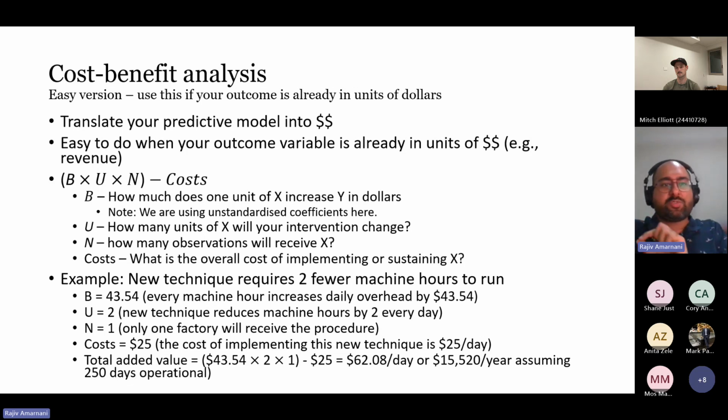And again, this works because your outcome is already in units of dollars. So if your outcome is overhead, revenue, earnings, whatever, then this works great. Questions about this easy version of cost benefit analysis?